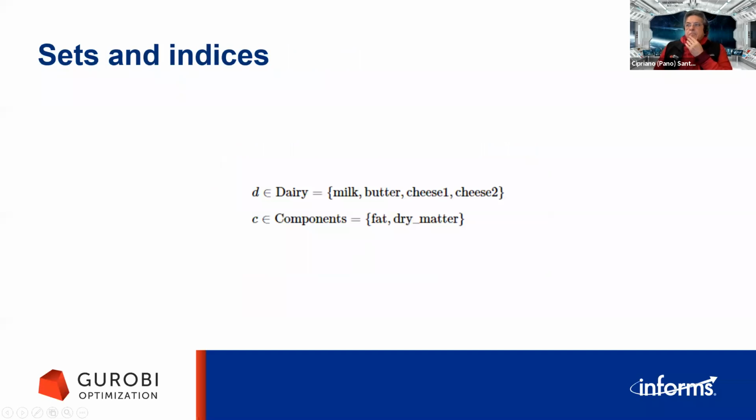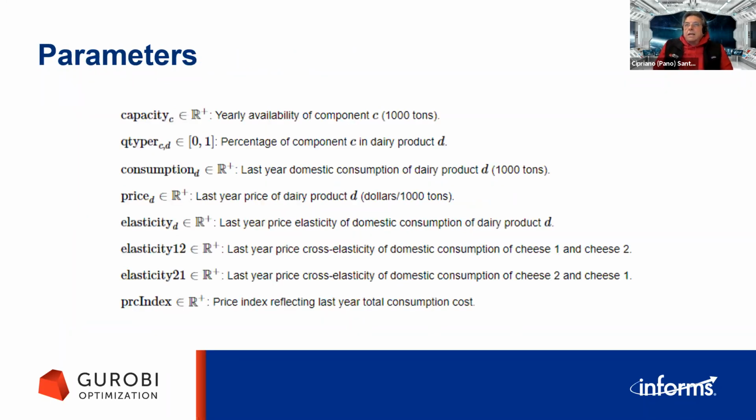And for this problem, we are going to have two sets, a set of what we are going to call dairy, and these are the dairy products, and another set with the components or the raw materials of the dairy products. And the parameters that we are going to have for this model is going to be the capacity, and this will be the yearly availability of component C in thousands of tons.